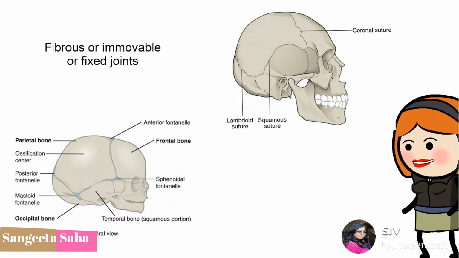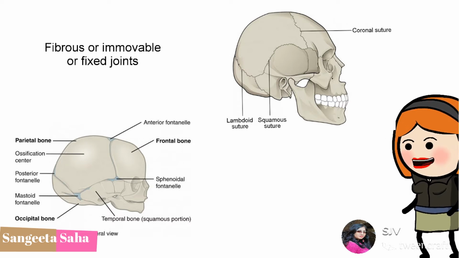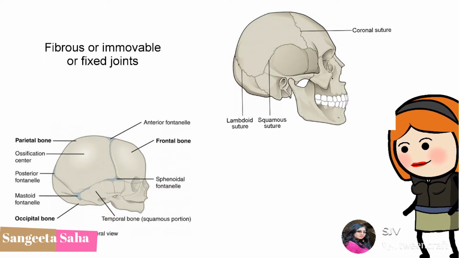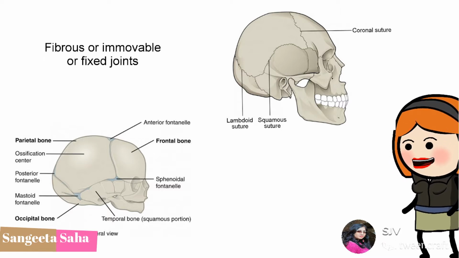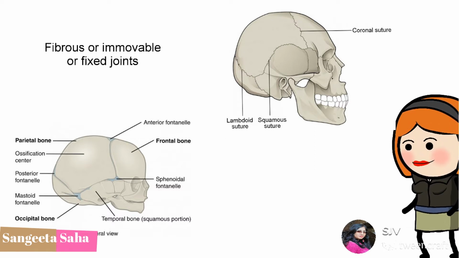Fibrous joints are immovable or fixed joints in which no movement between the bones is possible, because articulating bones are very tightly held with the help of white fibrous connective tissue in the form of sutures. In this type, movement is not possible because there is no space between the bones.